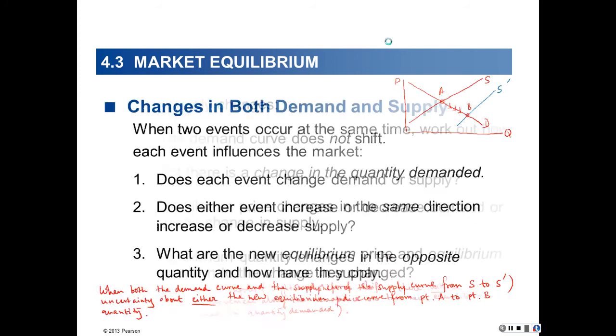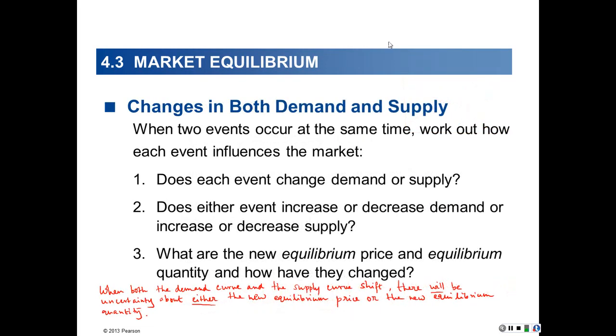Now we're going to come to something more interesting. And what happens when both demand and supply change? And there's a little note at the bottom here. It says here, when both the demand curve and the supply curve shift, there will be uncertainty about either the new equilibrium price or the new equilibrium quantity. In other words, you won't know what's going to happen to one of them. There'll be ambiguity about one of them. You'll be sure about one of them, either P or Q, but you'll be uncertain about the other, always.